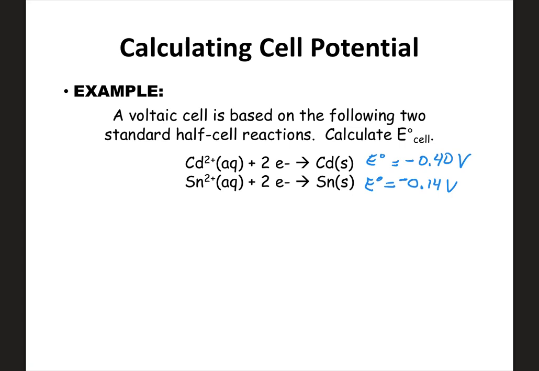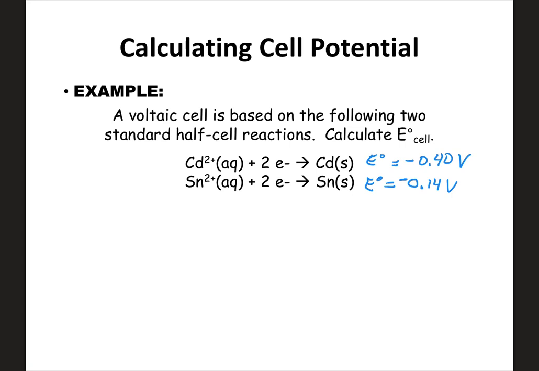Okay, so these are my two reduction potentials for these two half cell reactions. Because I don't have the overall equation, I need to look at them and realize that the more positive one is going to be reduced here. Of these two, the negative 0.14 volts is more positive. They're both negative, but the tin one is more positive. So that one is going to stay as reduction. That means the cadmium one is going to be the oxidation and would actually need to be flipped here.